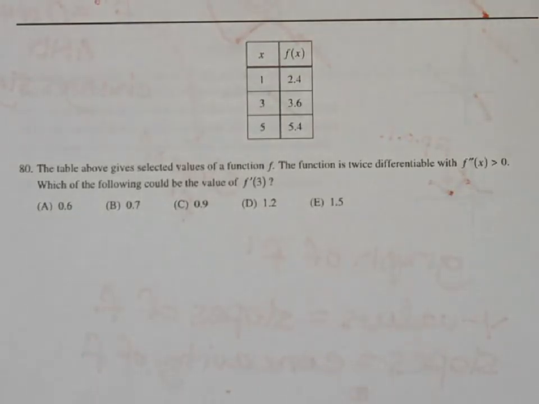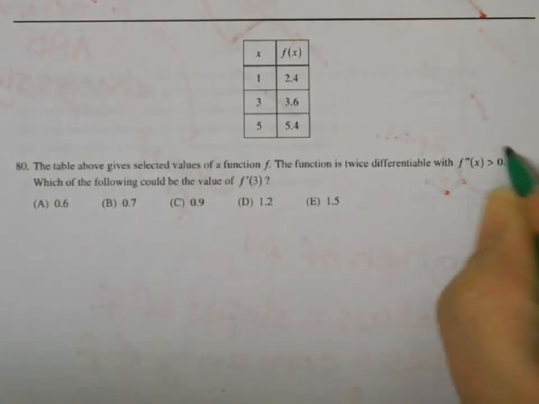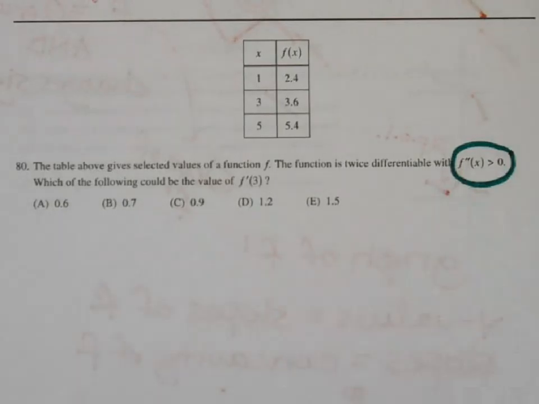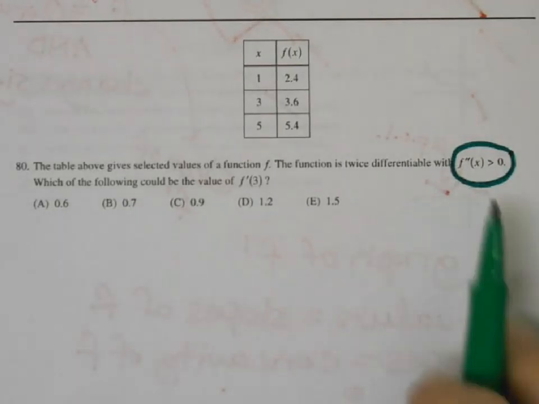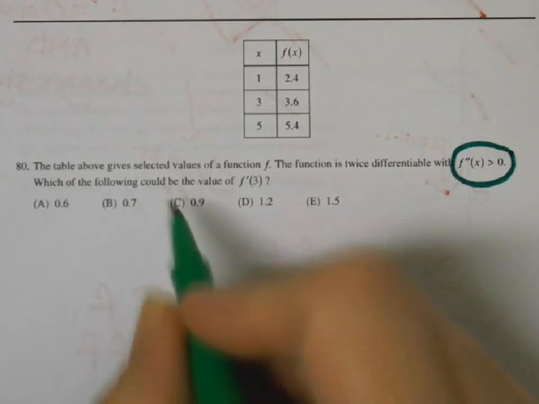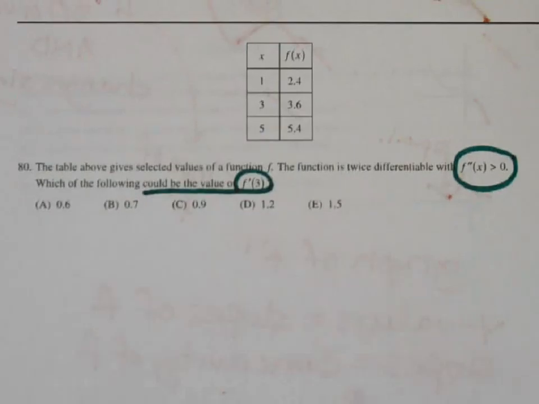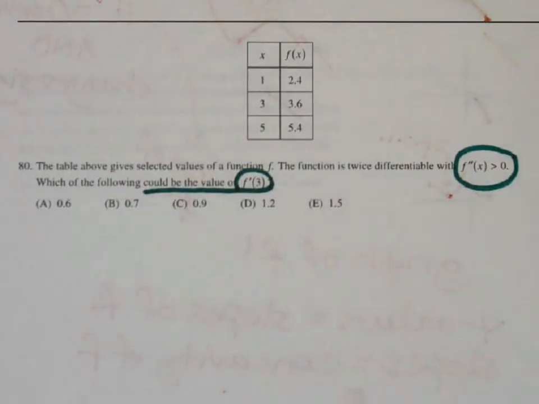Alright, so number 80 says the table gives selected values of a function f. The function is twice differentiable with its second derivative being greater than 0. That's going to be important here in a second. So, which of the following could be the value of the derivative of f at 3? Normally when we have a table, the way that we calculate the derivative is we use two of the points from the table to find the slope between those points.